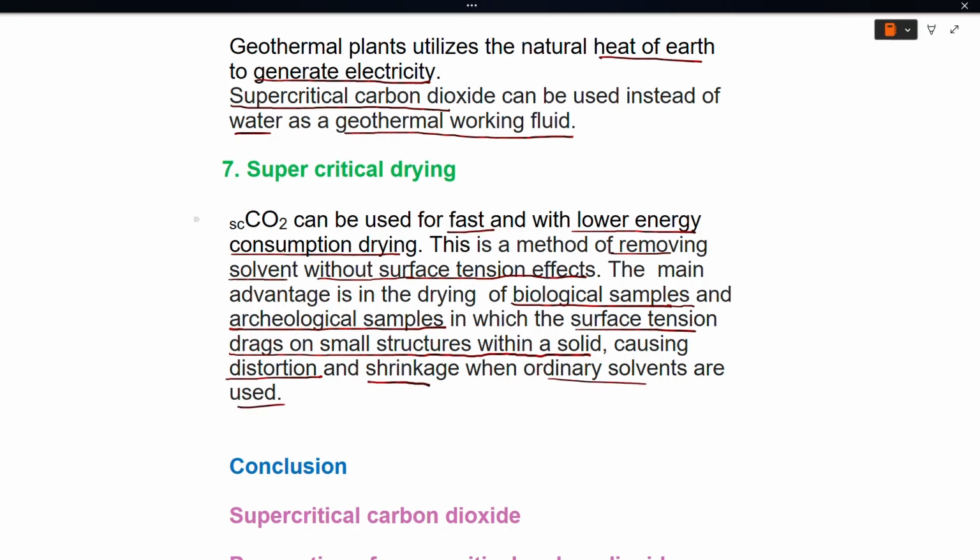You can prevent that, that is, causing the destruction of the samples by distorting or shrinking them, just like any other ordinary solvents that are used for drying.